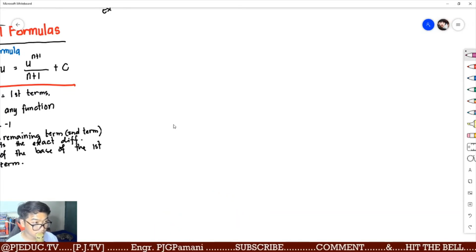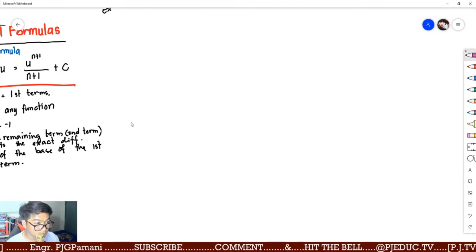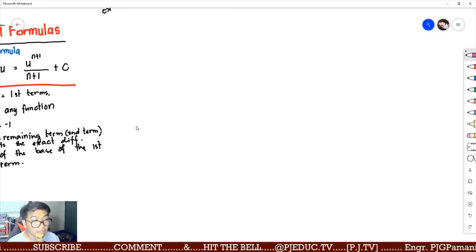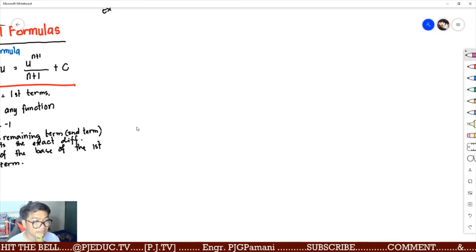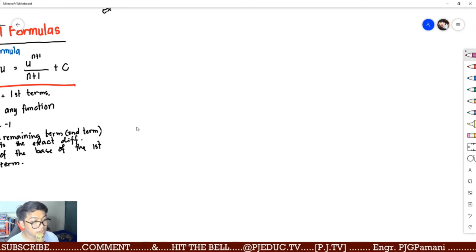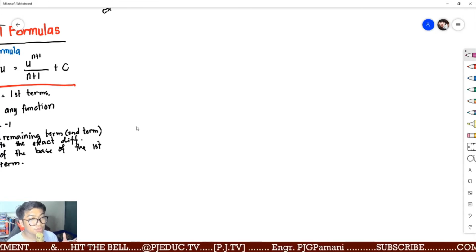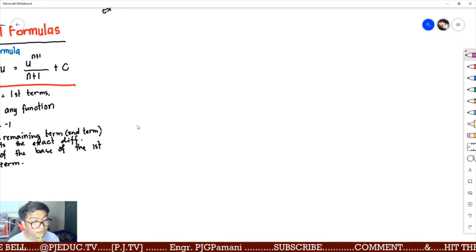Sir, yung correcting factor po ba, yung kanina po, yung bagong erase, hindi po ba 1 over 2y? Hindi po, hindi pwede yun. Magiging siyang function. Hindi siya magiging constant. Ang correcting factor mo dapat constant lagi. Kasi meron na yung y dy doon sa ating integral. You just have to introduce a correcting factor to remove the y dy such that yung matitira is your correcting factor.